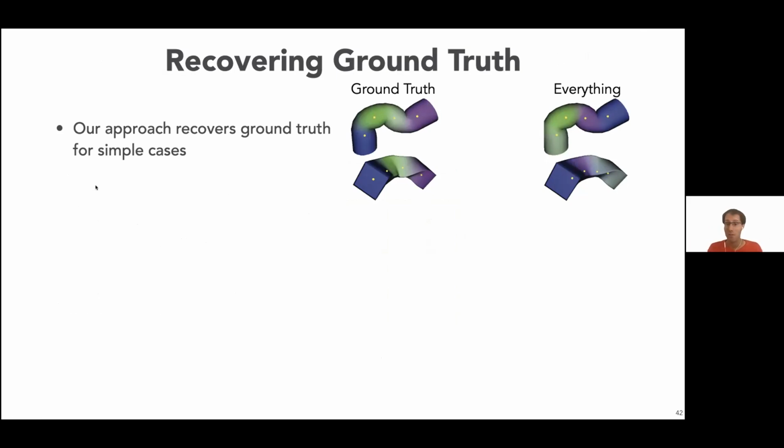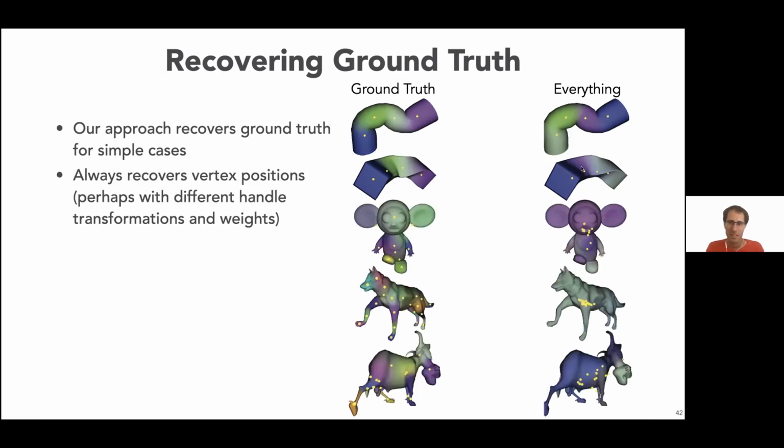Now the question is, do we recover ground truth? I'm going to show this to you in stages. We can recover the ground truth for some simple cases, like the cylinder, these four-bone cylinders which I showed you. It looks like ground truth. And we do always recover the correct position. If you look at the shape of the surfaces, they're in the right positions.